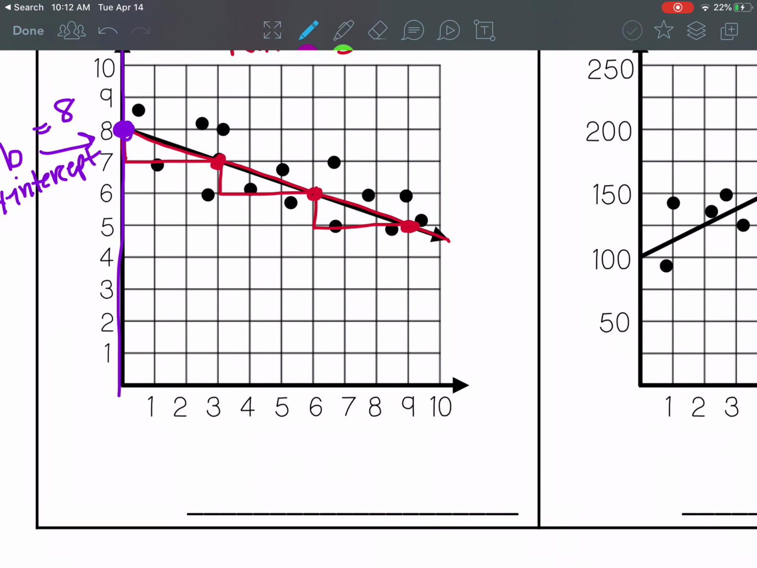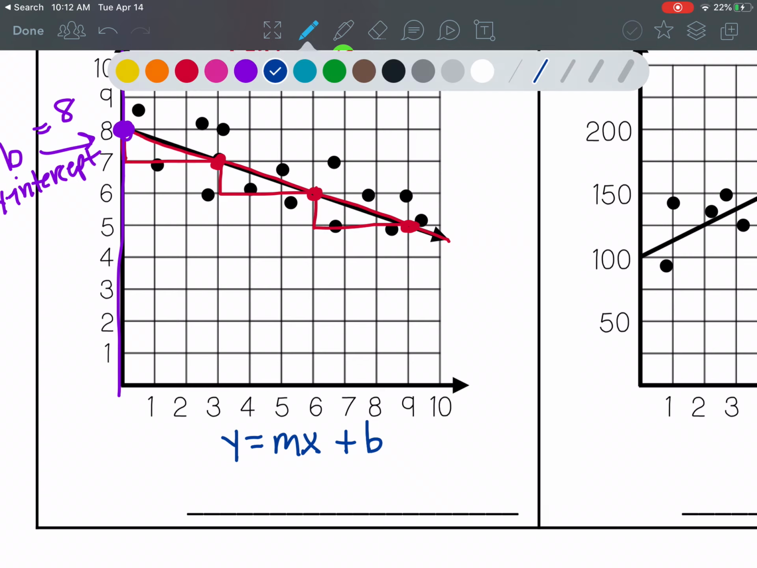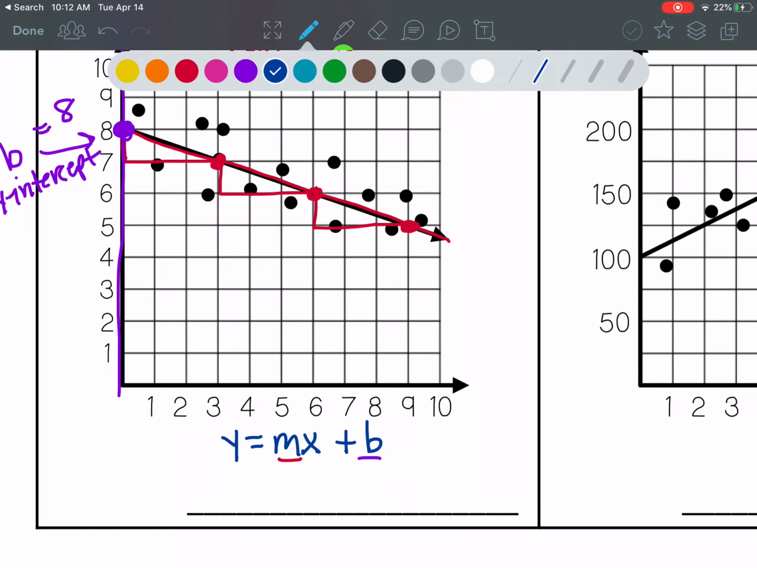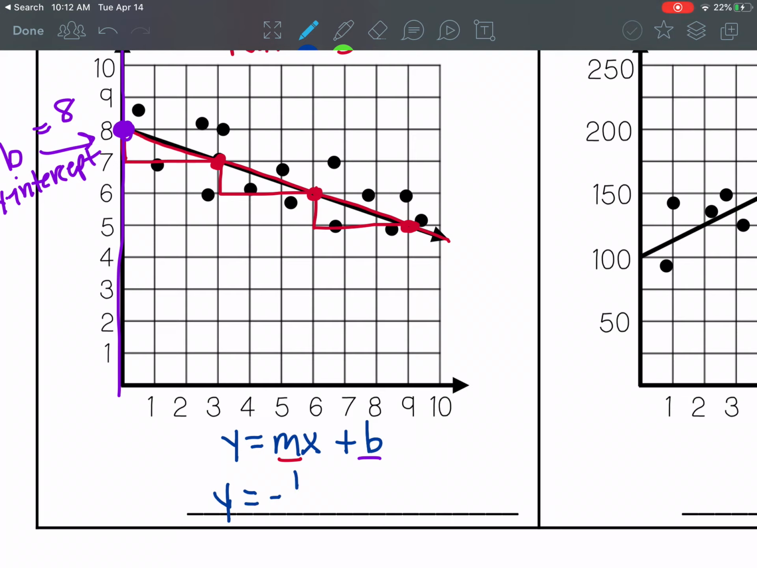So all we have to do now, we have y equals mx plus b, and we just want to substitute our slope, which was negative 1/3 with m, and our b, which was 8, right here. So y equals negative 1/3 x plus 8 is our equation. Okay, don't forget, if the y-intercept is negative, it would be minus. Okay, in this case, it is above 0, so it's positive 8.